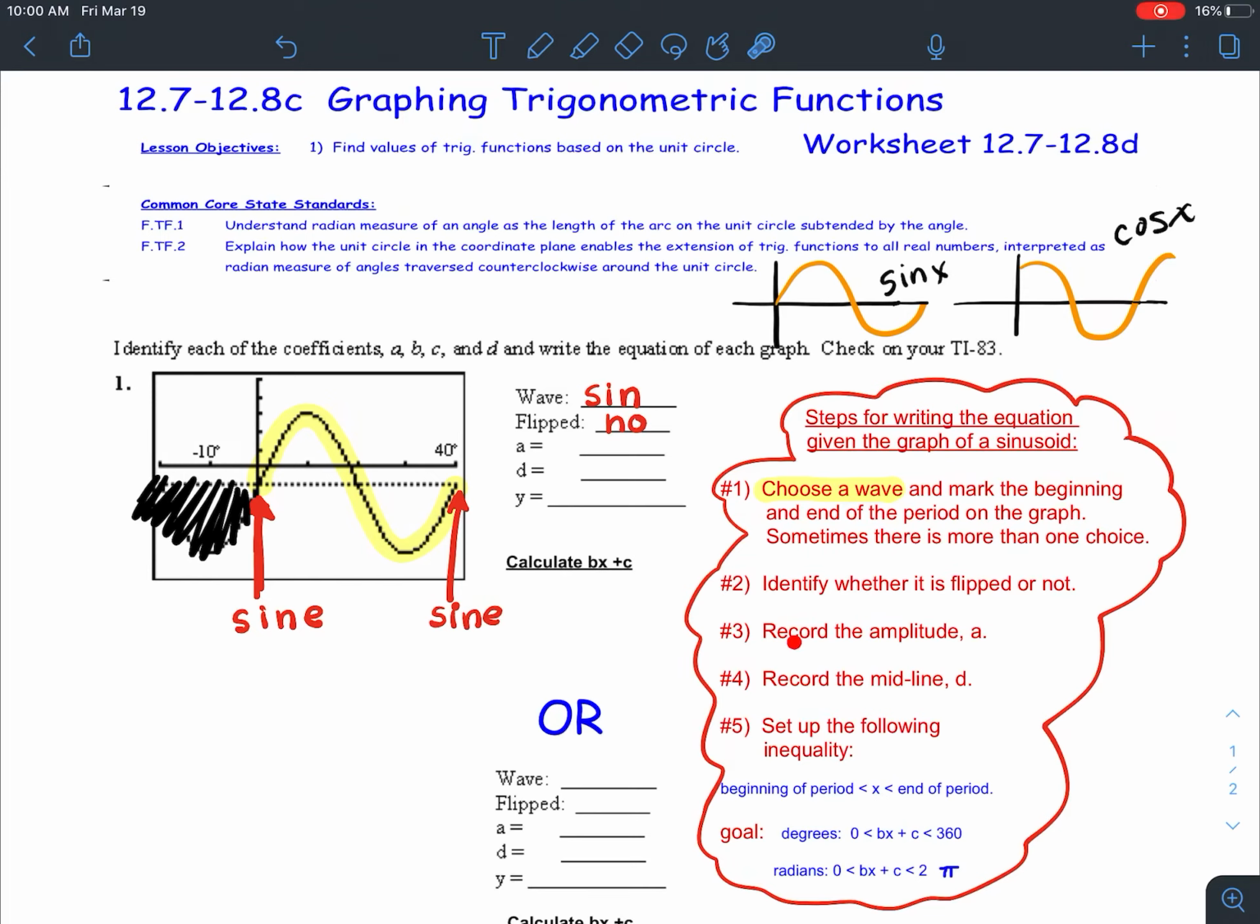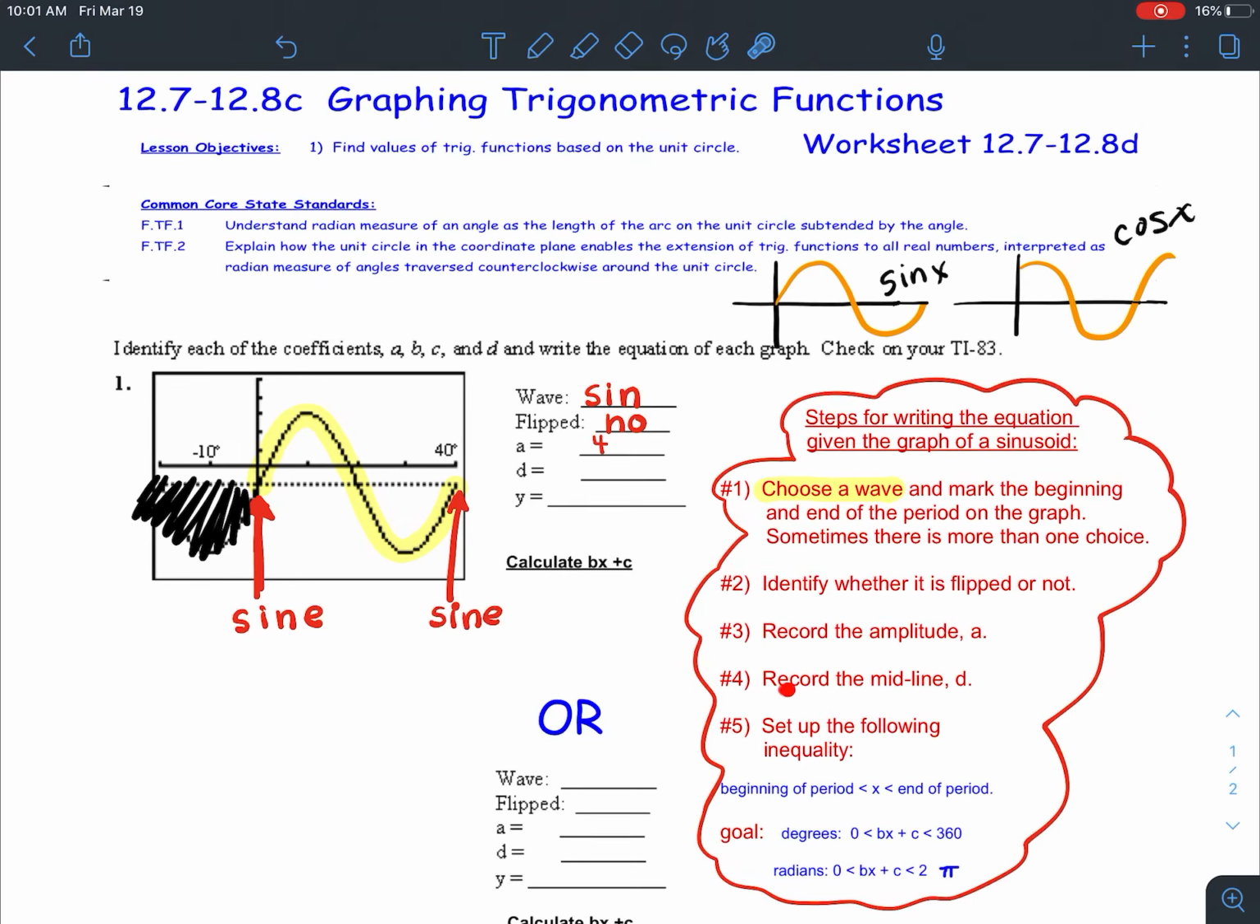Okay, step 3 says now we're going to record the amplitude. We're going to call that the A. The amplitude is the distance from the midline to either the highest point in the wave or to the lowest point in the wave. So it's not where that wave hits the y-axis. You have to count from the midline up 1, 2, 3, 4 units we're stretching up. That's the same distance we would be stretching down. So we're going to write down 4 as the amplitude.